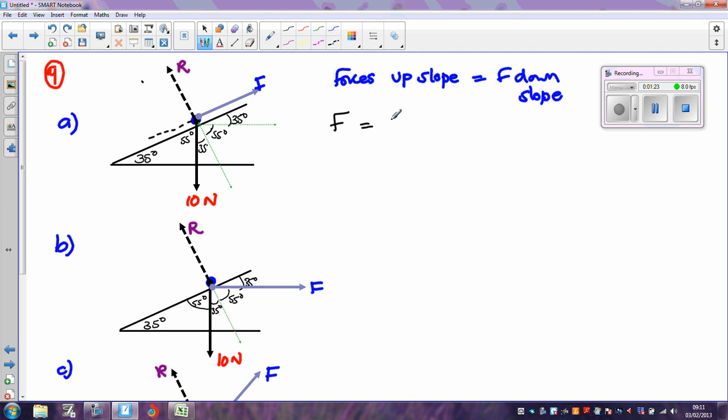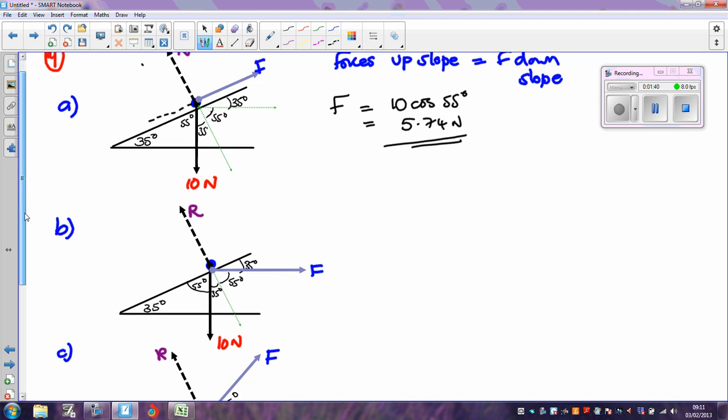So going up the slope, we've got F. Acting down the slope, we've got the size of the weight, well, that's just 10, not 10g, just 10, and that's going to be multiplied by cos 55 degrees. So F is just, in this case, 10 cos 55 degrees, which comes out as 5.74 newtons in the first case.